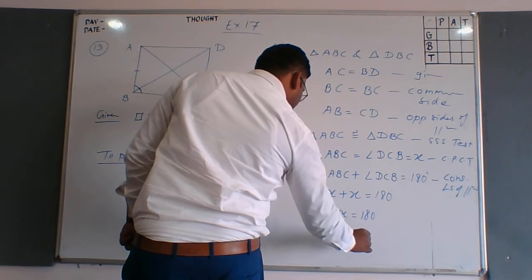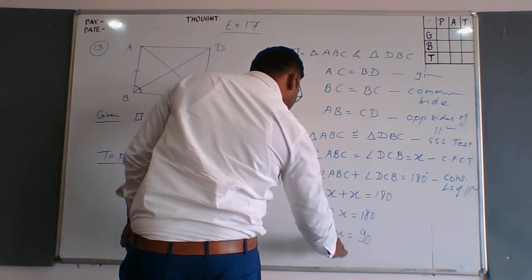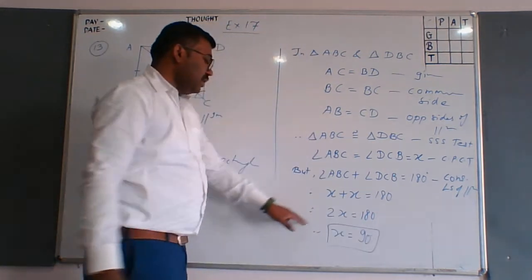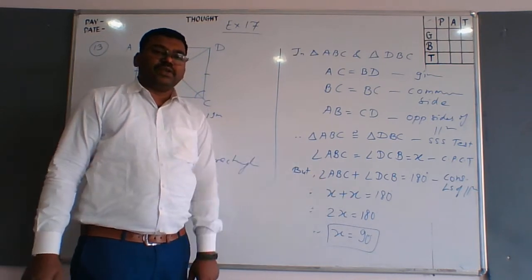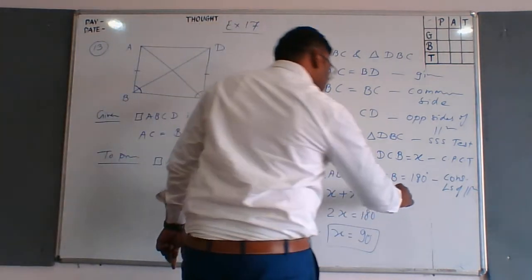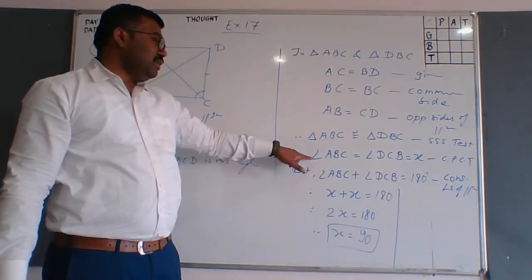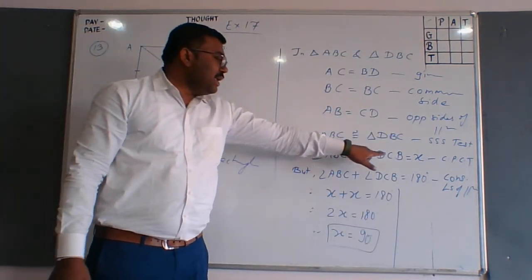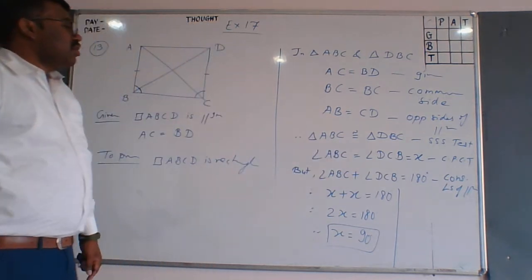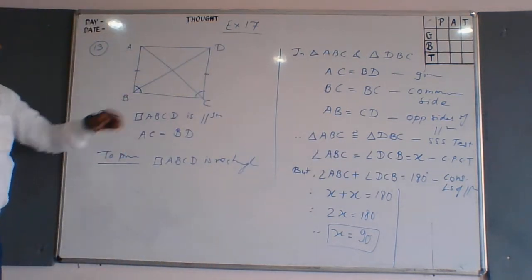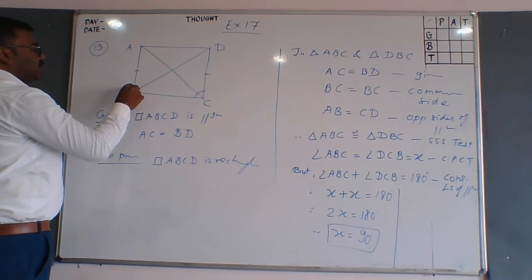Therefore, x is 90 degrees. Understood why x is 90 degrees? 2 is in multiplication, going to that side it goes for division. So therefore, if x is 90 degrees, what can we say? Angle ABC and angle DCB are of 90 degrees. Means these two angles are of 90 degrees, proved.